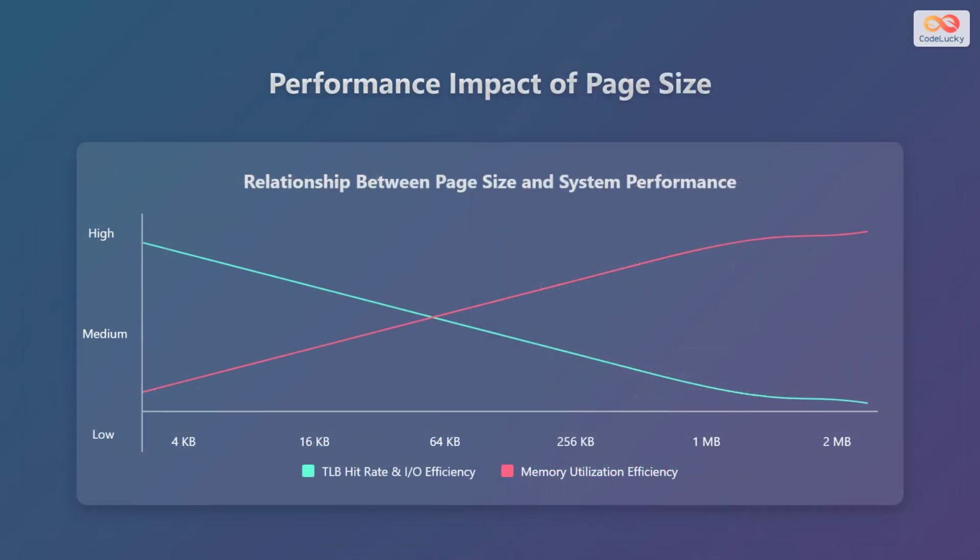Now, let's analyze the performance impact of page size on system performance. We will examine the relationship between page size and system performance using a graph. The graph illustrates the performance trade-offs associated with different page sizes. The horizontal axis represents the page size ranging from 4 kilobytes to 2 megabytes. The vertical axis represents the performance level from low to high. The first line, representing TLB hit rate and input-output efficiency, shows a positive correlation with page size. The second line, representing memory utilization efficiency, displays a negative correlation with page size.